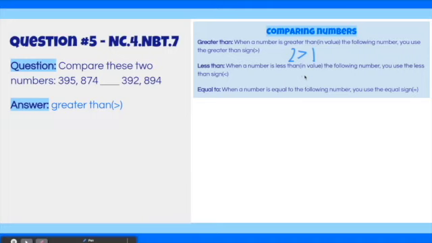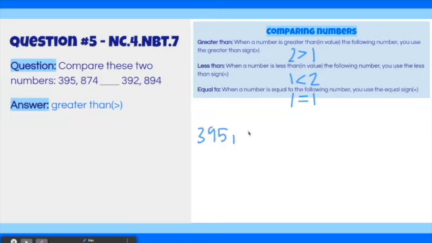Okay, so the next sign you use is less than, and you use that when the number is less than the number after it. So for example, 1 is less than 2. And the last sign you use is equal to. And you just use that when the two numbers are equal. So 1 is equal to 1. Okay, back to the question.